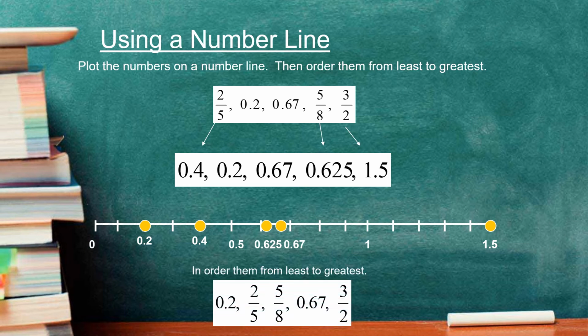In order from least to greatest, we have 2 tenths, 2 over 5, 5 over 8, 65 hundredths, 3 over 2. Or in decimal form, we have 2 tenths, 4 tenths, 625 thousandths, and then we have 67 hundredths, and then we have 1 and 5 tenths. Okay po. Yun po yung order natin. So, madali lang, di ba?